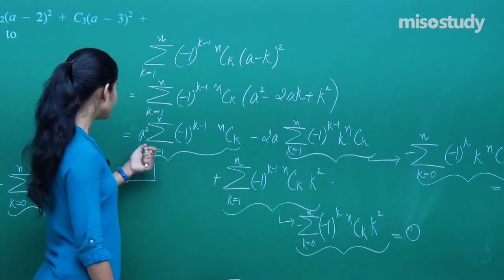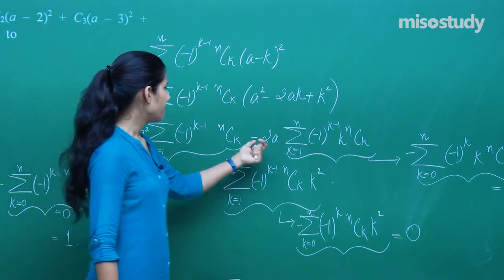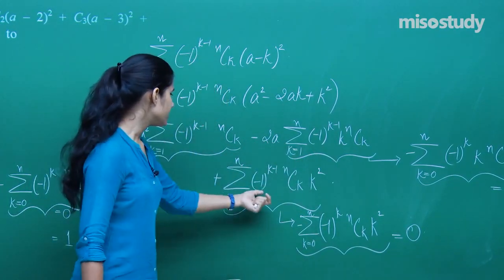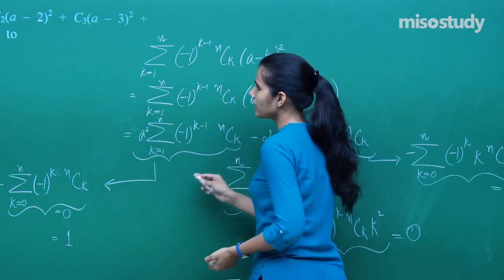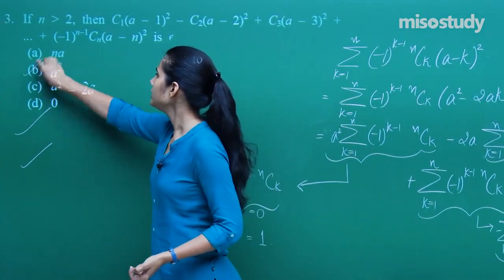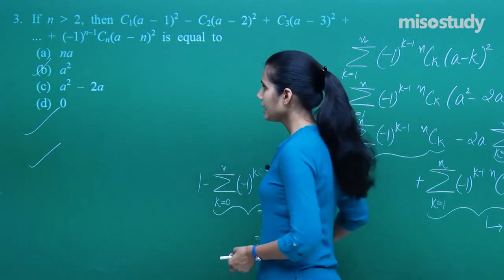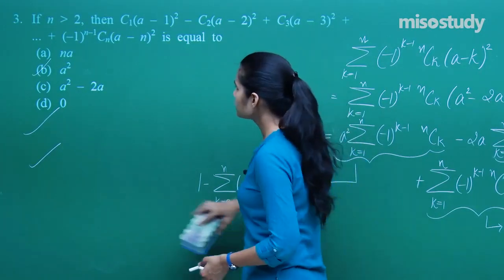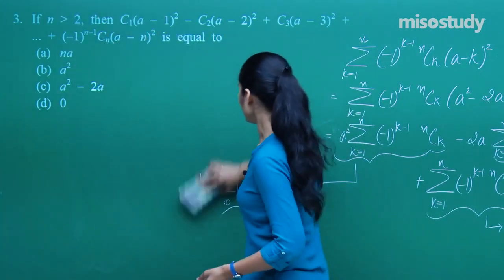So you are basically getting a square into 1 minus 2a into 0 plus 0. So you basically get a square into 1, and therefore your answer turns out to be a square. A square into 1 minus 0 actually gives you just a square as the answer.